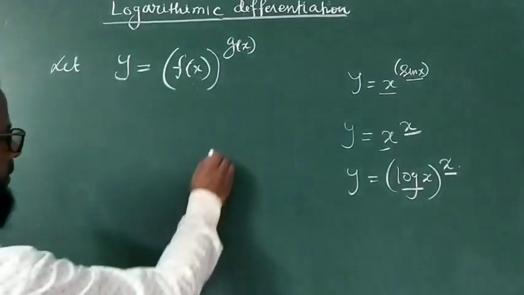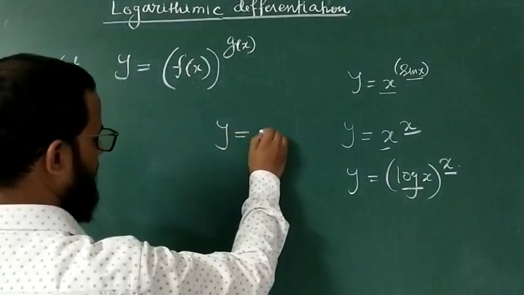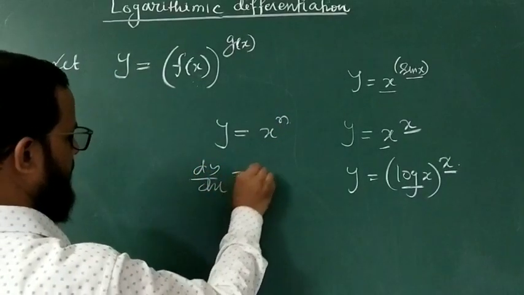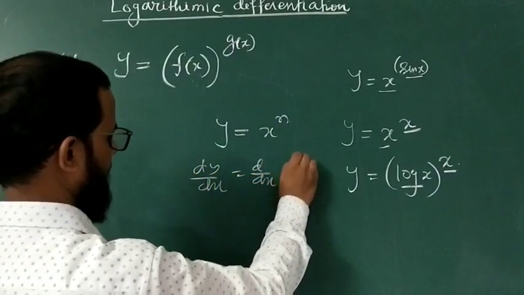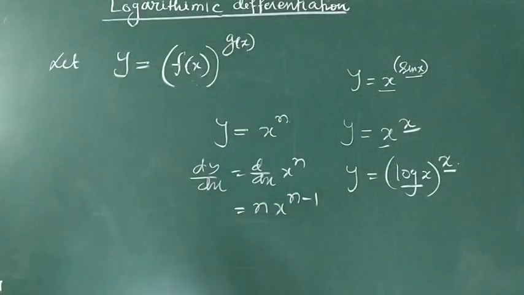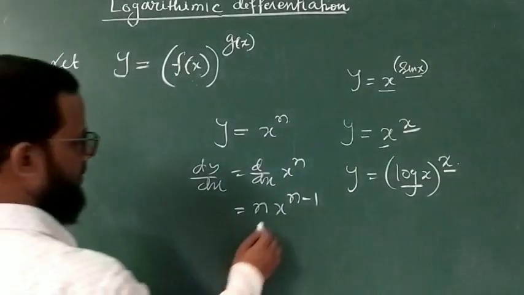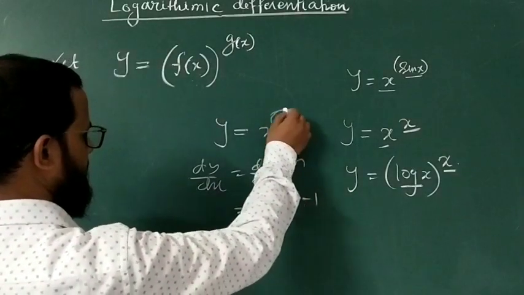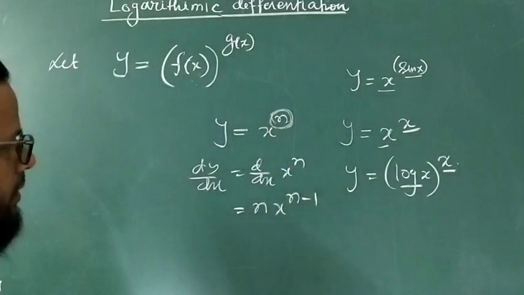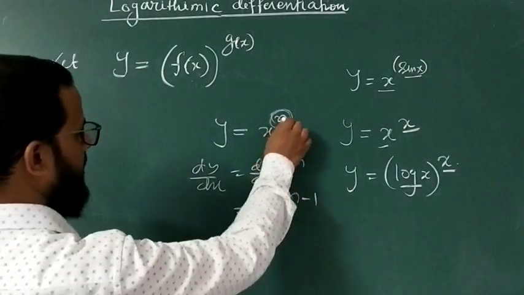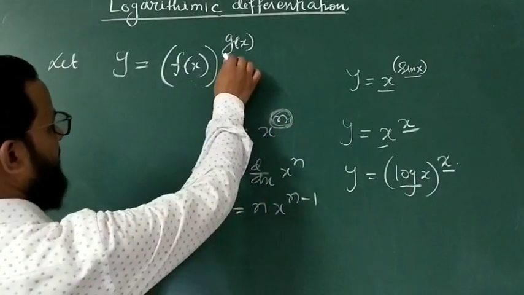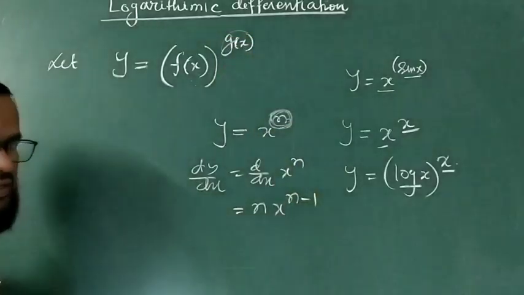We got a particular result: y equal to, suppose, x to the power n, then dy by dx is equal to d/dx of what? x to the power n, which is equal to n times x to the power what? n minus 1. And here you see n is not a function of x, it is a natural number or real number, rational number, irrational number, like that. So these are real numbers. But here, if it is not a real number, it is a function of x.